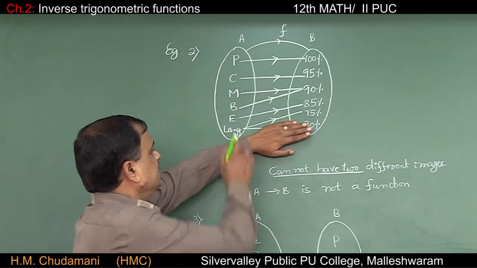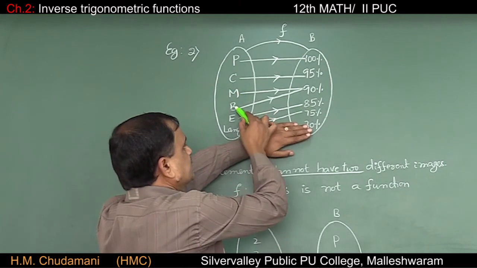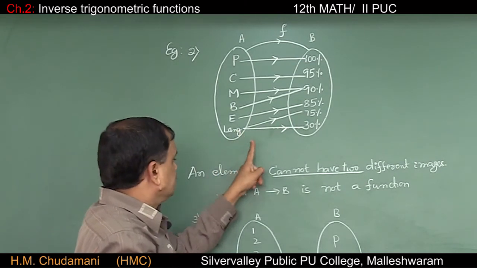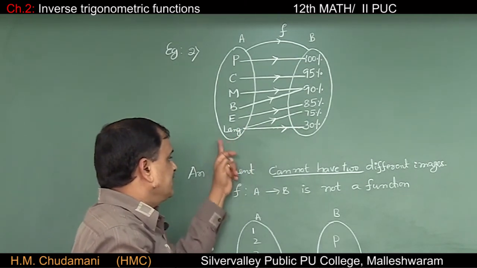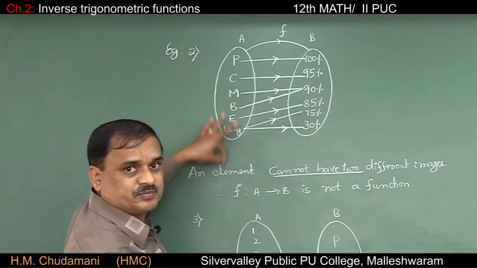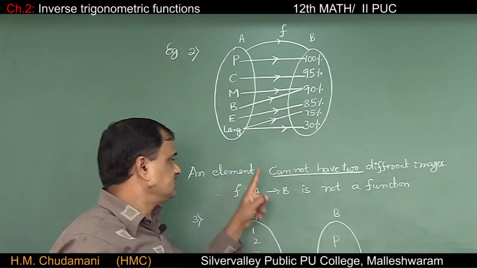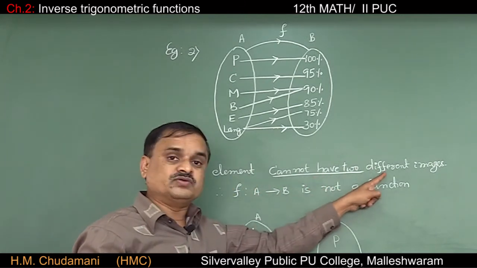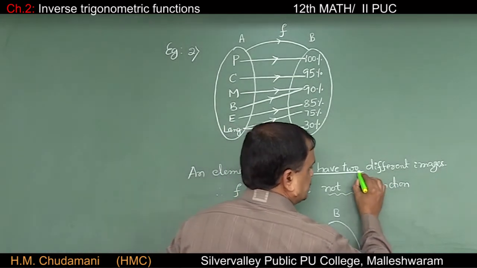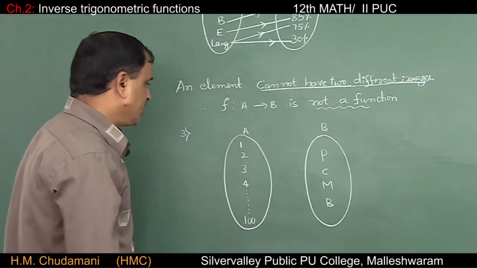Okay, so if I take language 75 marks, this is 85. In mathematics and bio he may get the same marks, no problem. But an element cannot have two different images. These are the images, these are called pre-images. In language he cannot get two different marks, right? That means an element cannot have two different images. That's why f from A to B is not a function, okay? Let us take one more example.